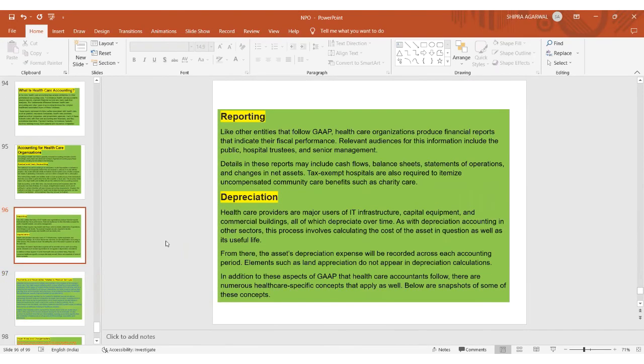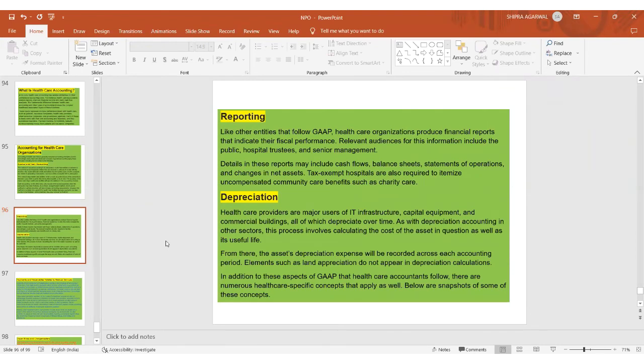Then, as you know, like any other organizations, healthcare businesses are also following the GAAP principles. But at the same time, these healthcare organizations do produce financial reports also. These financial reports will give you the information related to their overall working during the entire accounting period, and the relevant information to the public, the hospital trustees, the management, and various other stakeholders associated with the organization, right? All the details related to your cash flows, your balance sheet, your operations can be taken from the statements that they prepare.